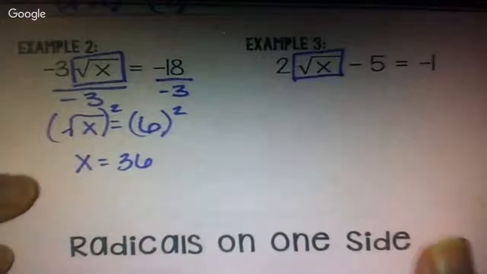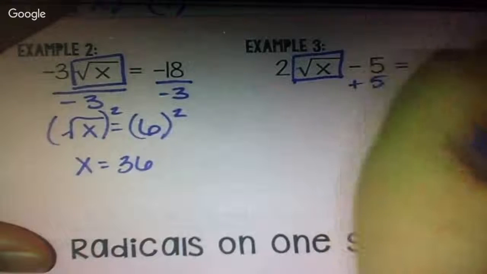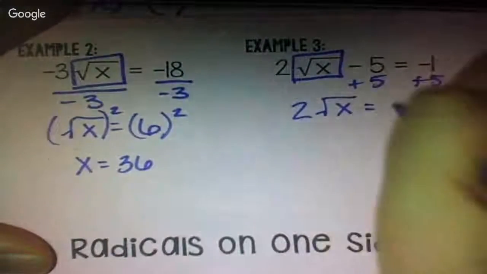Okay. Let me change this up for a minute. Because you just said, would I divide this first? If I change this and made it 2 square roots of x minus 5 equals negative 1, what would you do first? Add 5. So the same rule is going to apply here. So you want to add 5 first to both sides. So you get 2 square roots of x is 4.